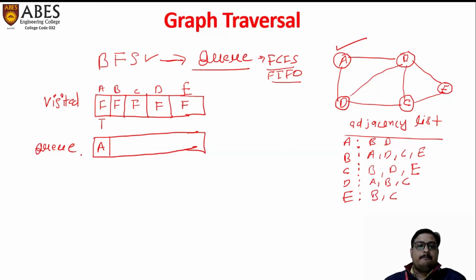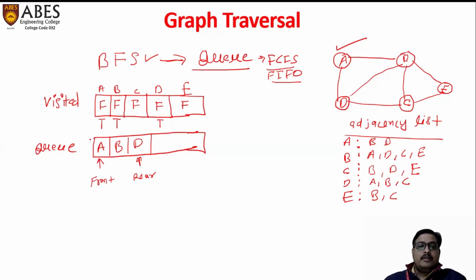Now come to this point. What are the vertices that are adjacent to A? We can directly find out from A, that is B and D. So we'll just put B and D in this queue, and mark the status of these B and D as true in the visited array. So B is also true and D is also true. And now, we know the front is pointing to the first element of the queue, and the rear is pointing to the last element of the queue. Now rear is here.